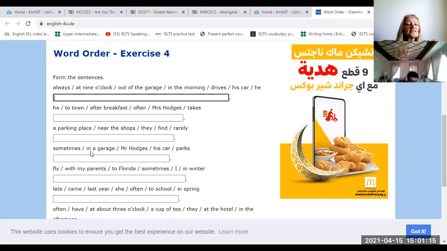Next, then we have this sentence. Let's go on to this one, which is Mr. Hodges. Mr. Hodges parks sometimes in a garage. Parks what? What does he park? His car. But we'd have to say Mr. Hodges parks his car in a garage sometimes. Or I suppose we could say Mr. Hodges parks his car sometimes in a garage, but it sounds a little bit messy. So it's better to say what he did and where he put it before we use this adverb of frequency. Okay, so next sentence.